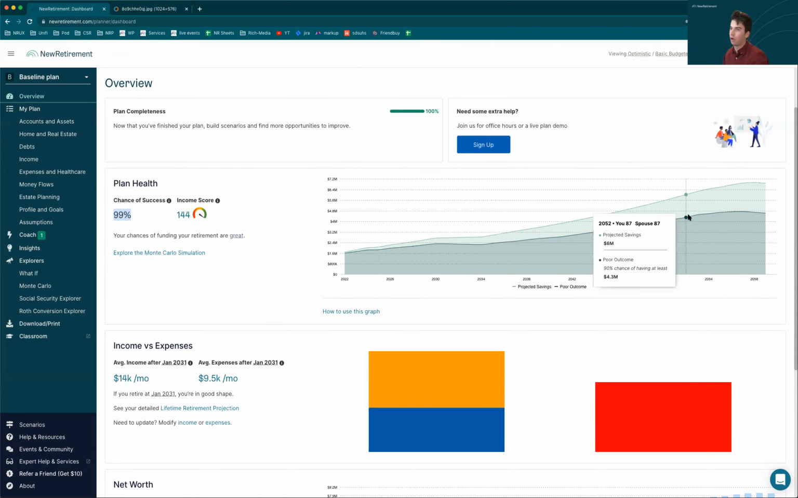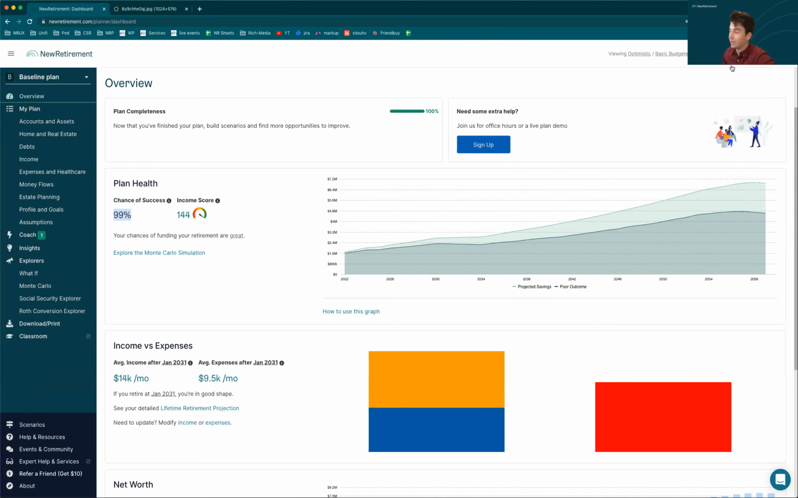The other important thing to note here is the poor outcome. The poor outcome on the plan health chart is Monte Carlo driven, while projected savings, the top lighter green line, is linear. Poor outcome is basically the bottom 10th percentile of results. So we run those 500 iterations for this page, take the bottom 10, and whatever that exact iteration is, we'll chart that one. So that's what that shows.